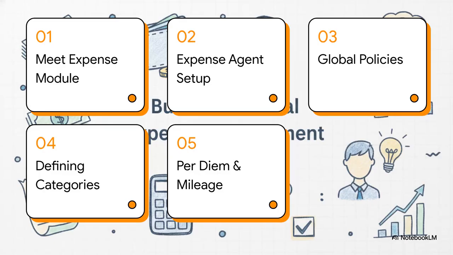Here is our game plan for today. We'll start by meeting the expense module, then move on to expense agent setup, cover global expense policies, look at defining categories, and wrap up with per diem and mileage rules.